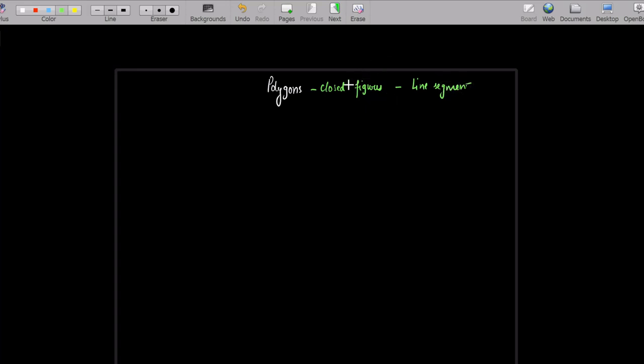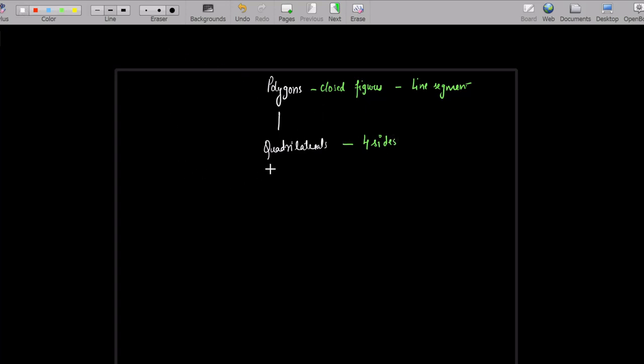Now the smallest polygon will obviously be a triangle. A triangle is made up of three sides, and after the triangle we have the quadrilateral. We have to do quadrilaterals in detail. Quadrilaterals are those polygons which are made up of four sides. Quad means four.